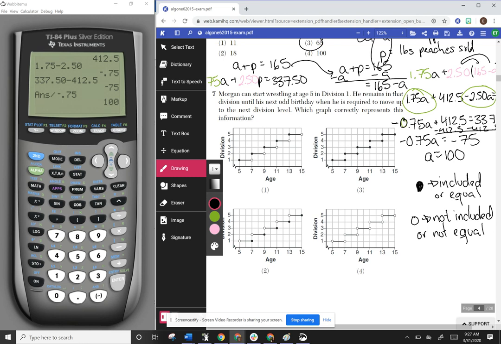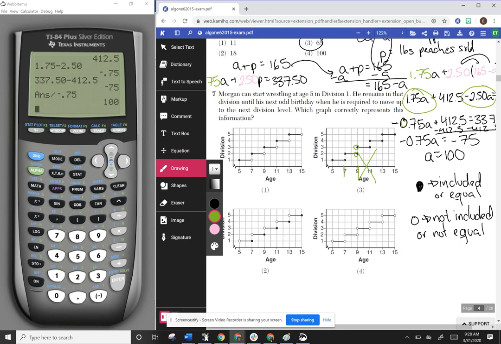Okay? So immediately looking at 3, when you see options like this, where you have 2 closed circles on the same x value, we immediately know that this one is wrong, because at age 7, for example, Morgan cannot be in Division 1 and 2. At age 9, Morgan cannot be in Division 2 and 3. He just can't be in 2 different divisions at the same time. So it's not 3.